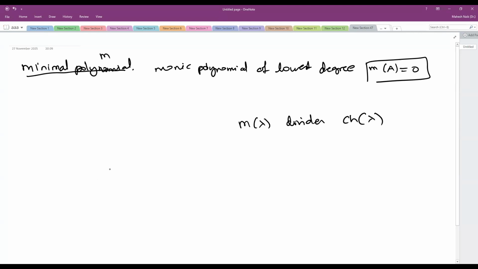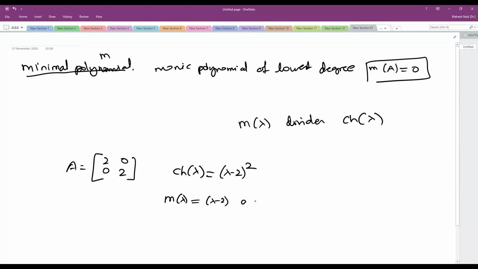Okay. So in case we have a matrix like this, 2 0 0 2. Here in this case, for this matrix, what will be the characteristic polynomial? It will be (2 minus lambda) the whole square. So the minimal polynomial in this case has to be either lambda minus 2 or lambda minus 2 the whole square, either of these.